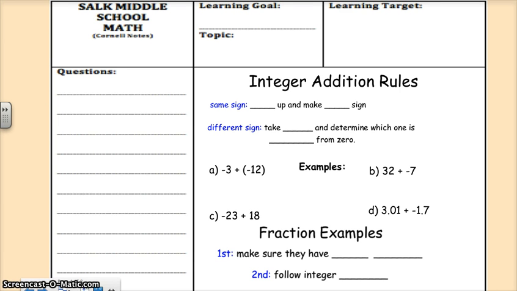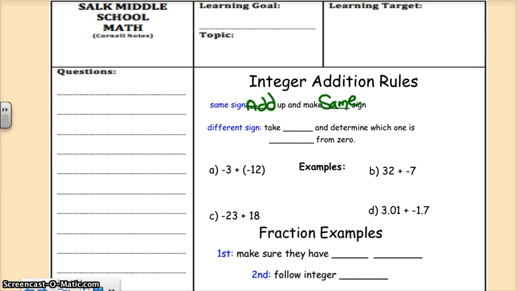So, the integer addition rules without visuals or models. If they're the same sign, all you do is add them up and make it the sign they were. So you add them up and make the same sign. That's it. Add up, make the same sign.